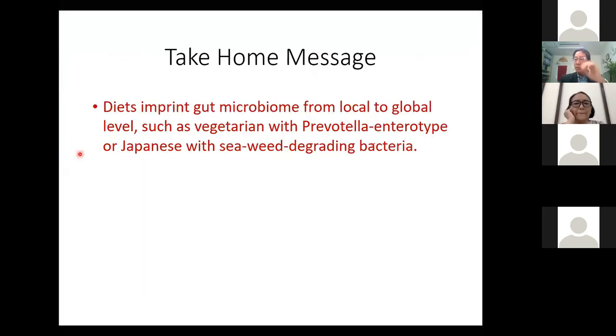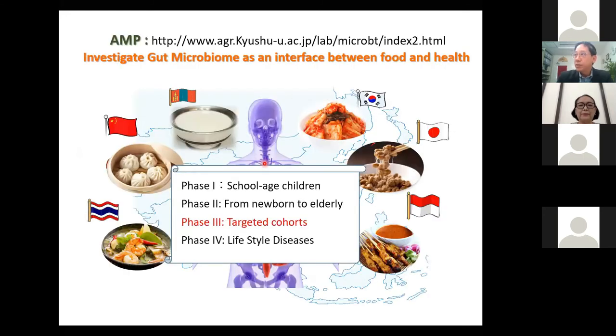And so the conclusion, the summary of the first part: diets imprint the gut microbiome from a local to global level, such as vegetarians with the Prevotella enterotype, or Japanese with seaweed-degrading bacteria. Okay, so let's move to the second topic.